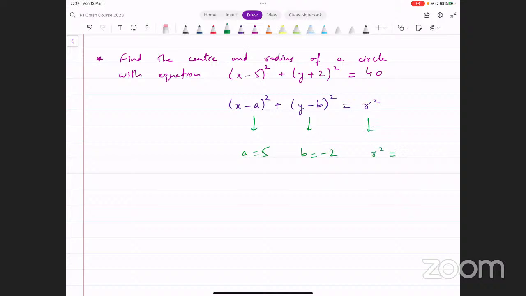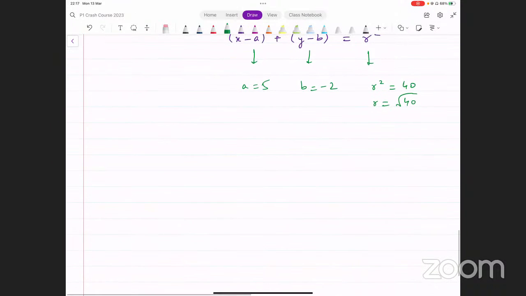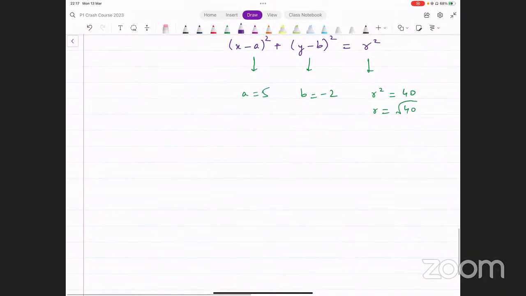R square equals 40. So the radius is going to be square root of 40. Remember, radius cannot be negative, so you are only going to consider the positive value here. Okay, so what are the coordinates of the center then? You can write them down here like this. You can say the center is at 5 and minus 2. And the radius of the circle is square root of 40.